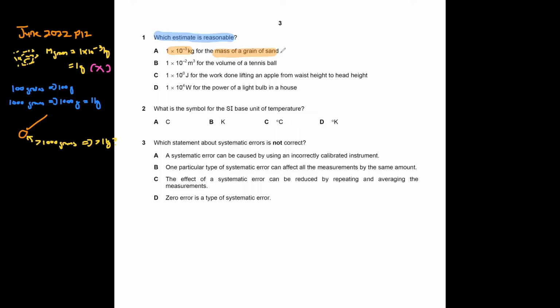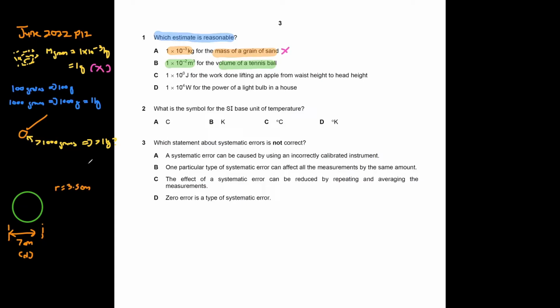And then the next one, we have 1 times 10 power minus 2 meter cube for the volume of a tennis ball. Now this one, we can make a reasonable estimate. Let's just assume that our tennis ball is something like this. And if you take a ruler, you can roughly guess the size, or rather the diameter, of a tennis ball. The diameter of your tennis ball will probably be hovering around, say, 7 centimeter. So your radius is actually going to be half of that value. The radius will be 3.5 centimeter.